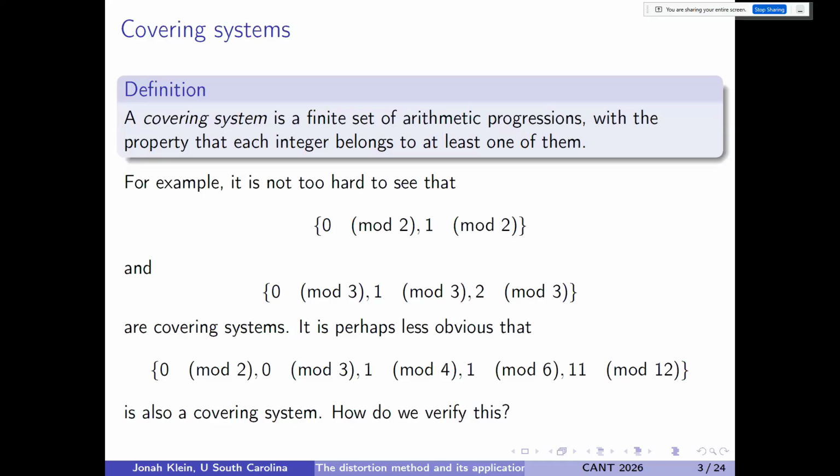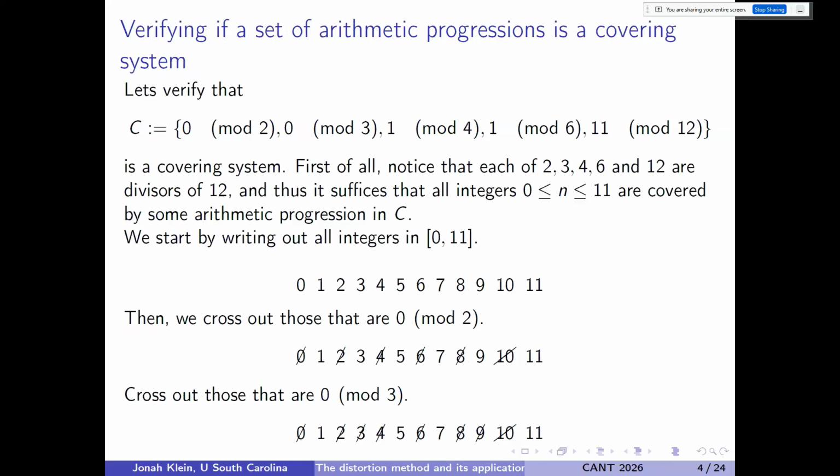How do we verify such a claim? Let's do it. So first of all, let's notice that all of 2, 3, 4, 6, and 12 are divisors of 12, and thus will repeat with period 12. And so really what we need to do is verify that a set of 12 consecutive integers is covered by those things. And well, let's just take 0 to 11. That's a nice interval. So let's write them all out, and then let's sieve out by these arithmetic progressions.